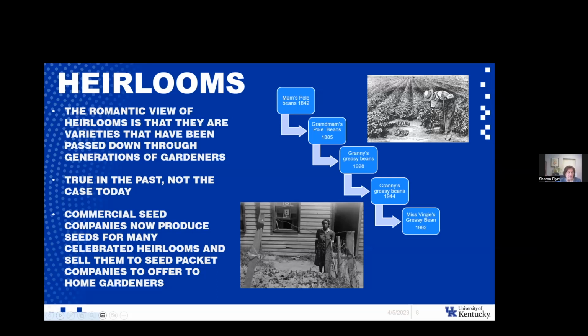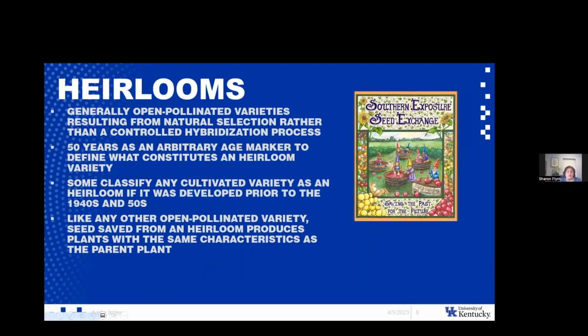But nowadays, when it says heirloom on a seed packet, it's probably that the commercial seed company produced the seed for many of those heirlooms. So it wasn't like they actually got it from Miss Virgie and her greasy beans there in 1982 when she passed them down, but probably they were able to get some seeds and then continue to cross-pollinate the plants to obtain the seeds.